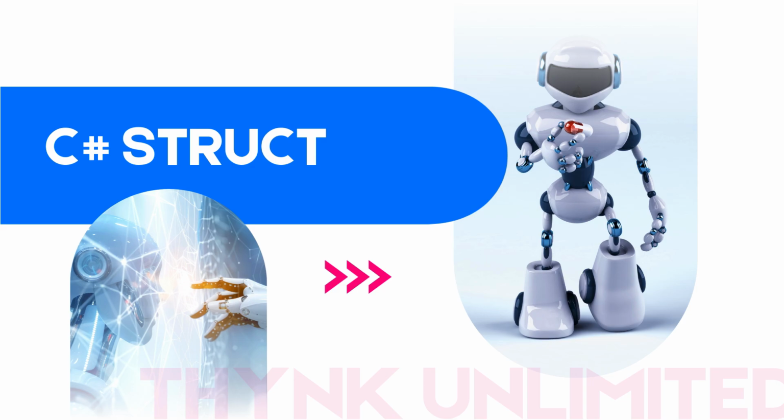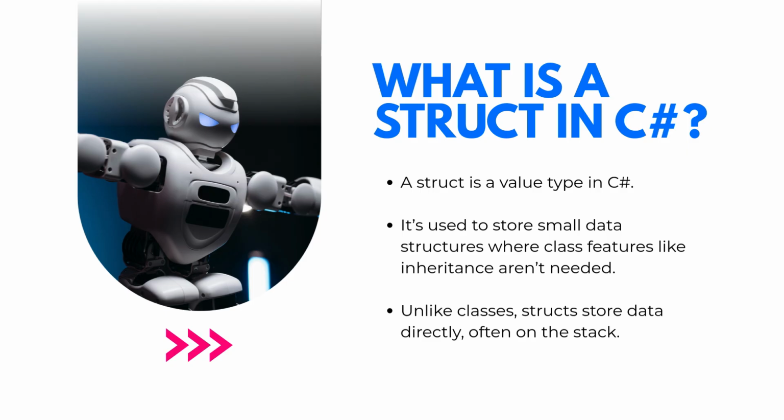C# struct. A struct is a value type in C#. It's used to store small data structures where class features like inheritance aren't needed. Unlike classes, structs store data directly, often on the stack.